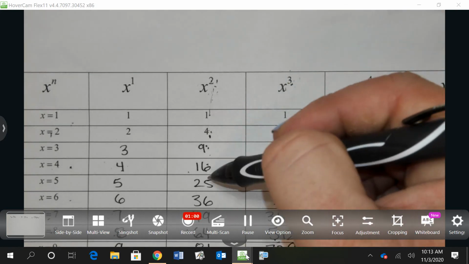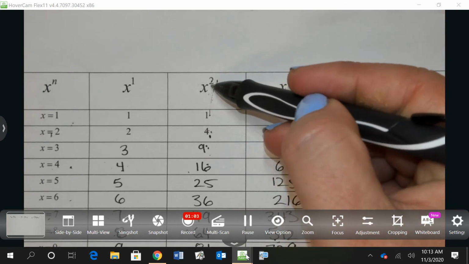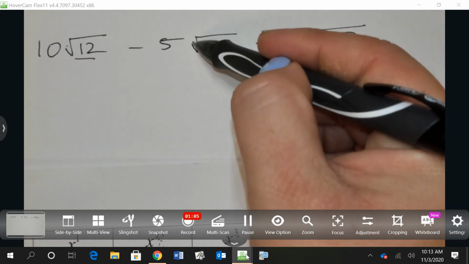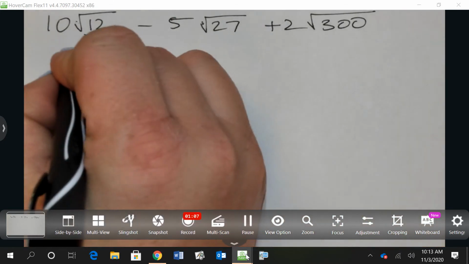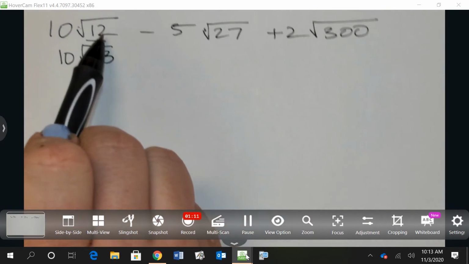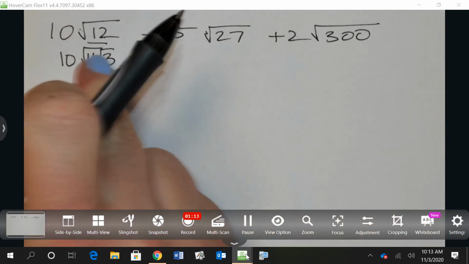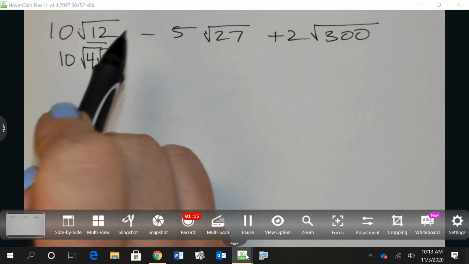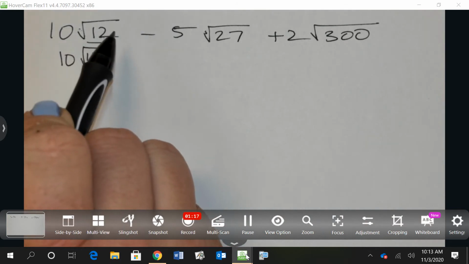One of the numbers has to be in this column. Why is it this column? Because it's the nth root of 2. So I'm going to rewrite this as 4 times 3. And also note that I started with the smallest, not because this is the first term of the 3 terms in this expression. It's the smallest one inside of this radical house.